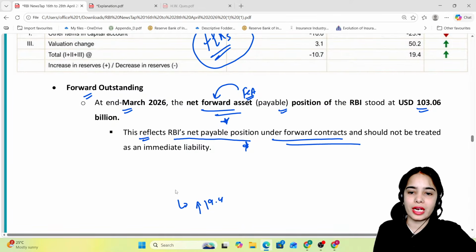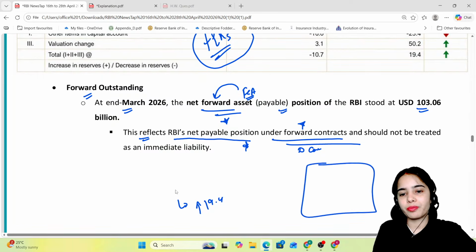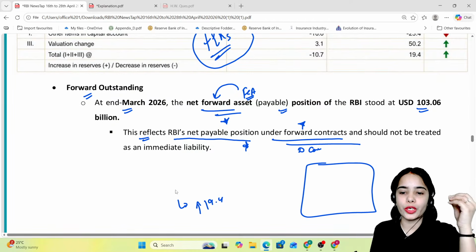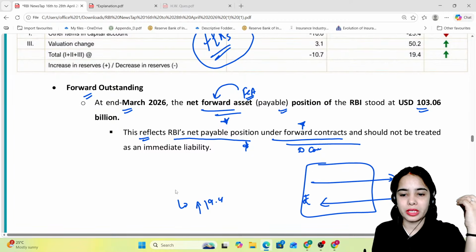The forward contracts are basically derivative contracts that derive their value from some underlying asset. So basically, the RBI has made a contract that on a future date, the RBI is going to pay the dollars and take back the rupees.